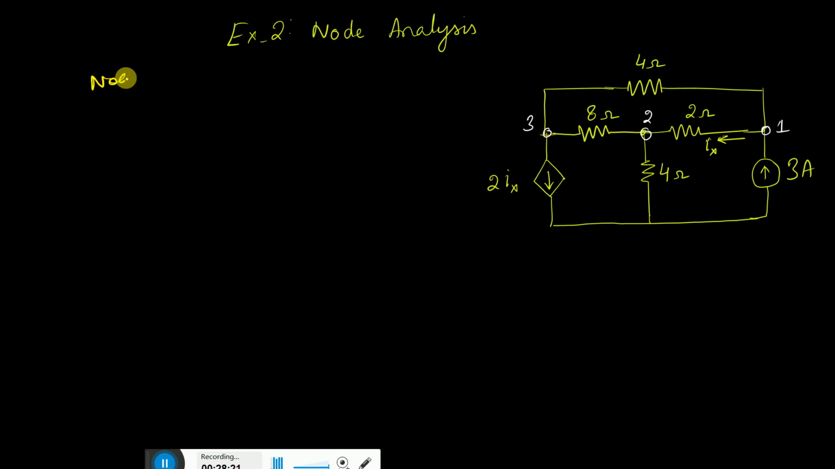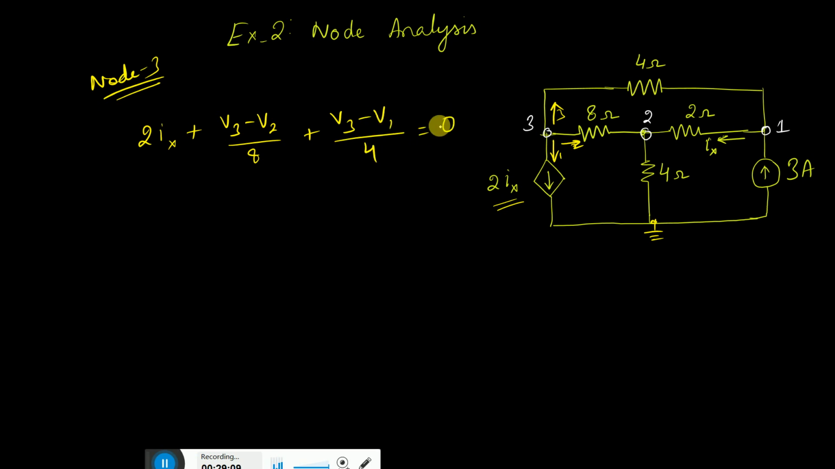So for the equation for node 3, let us see how many branches are connected in node 3. 1, 2 and 3. So you have got 3, summation of currents. For the first, the good thing is that the current source is there and the value is 2ix. So let it be 2ix, the current source. For the second, we are talking about V3, so we will write V3 minus V2. Here also we have a reference, V3 minus V2 by 8. And then we have another one, V3 minus V1, so V3 minus V1 divided by 4 is equal to 0.